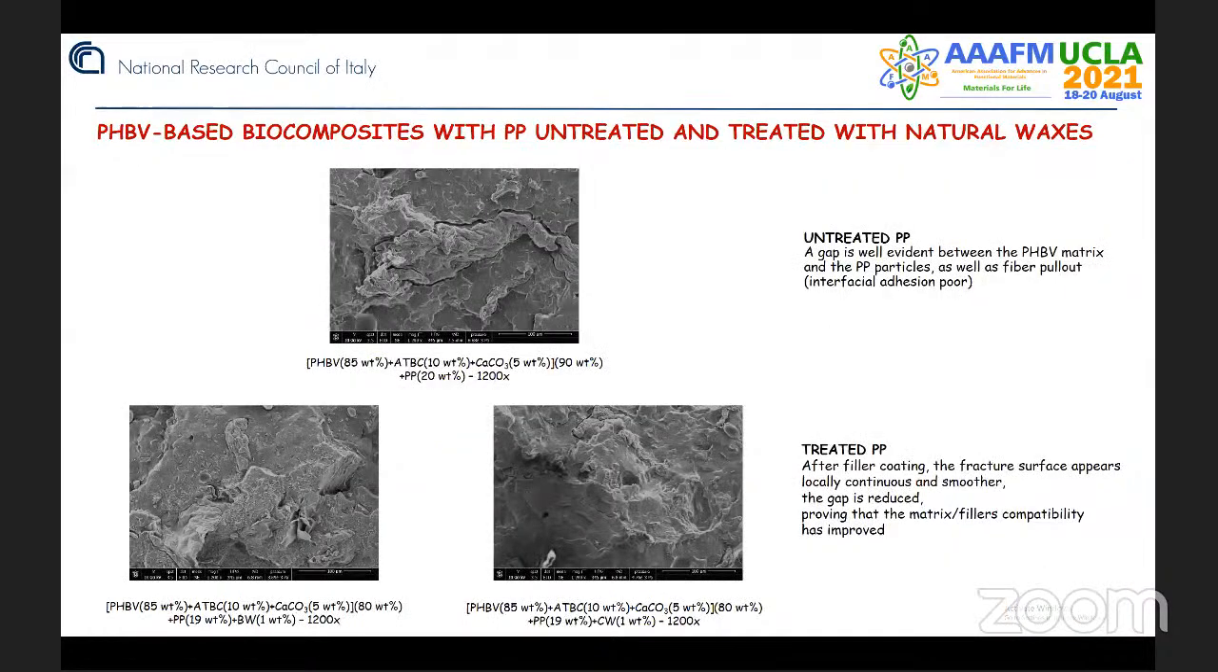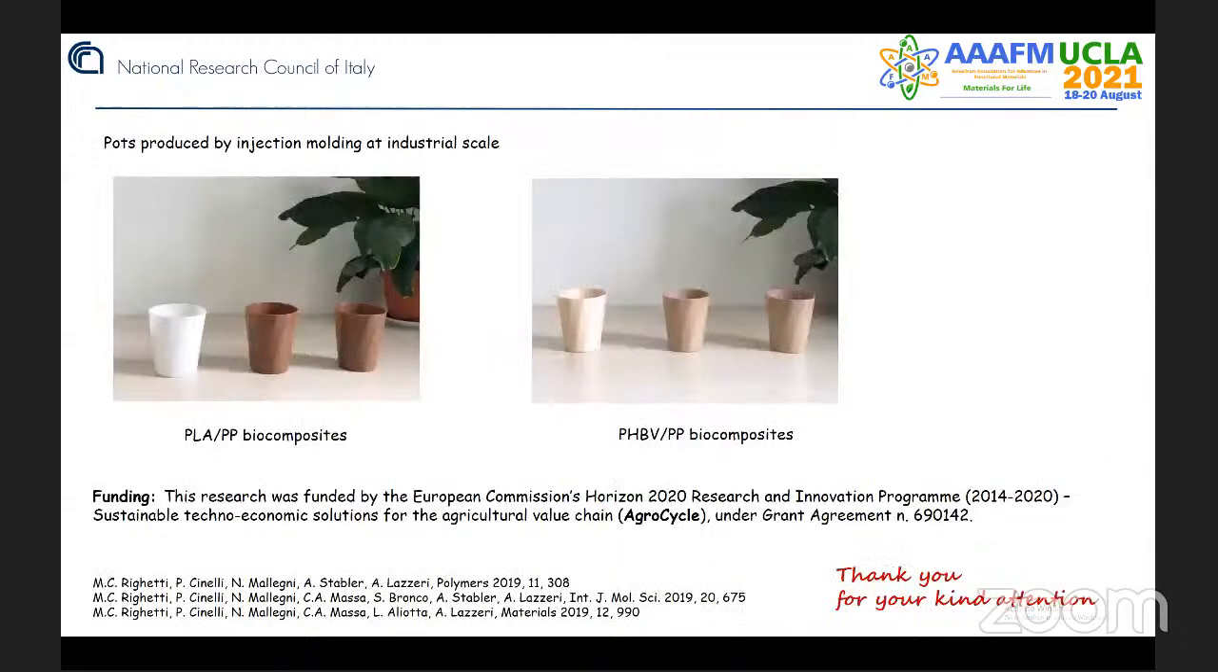Also, these micrographs show that the gap between the fiber and the matrix decreases when potato pulp is coated with waxes. Finally, here are some pots that we prepared by injection molding at industrial scale with the formulation presented here.